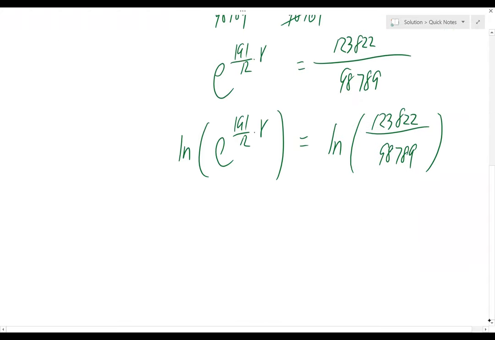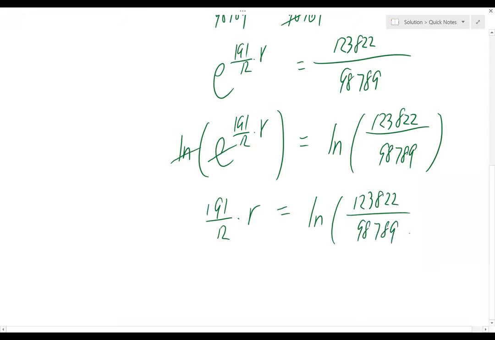So now here, these two offset each other, and e, so we get 191 over 12 times R equals ln of this whole thing, 123,822 over 98,789. And then we use a reciprocal. So the reciprocal is 12 over 191. Multiply that to both sides of the equation. And the reciprocals cancel each other. Yes. R is by itself. And we just have to simplify this. Okay, get a result.